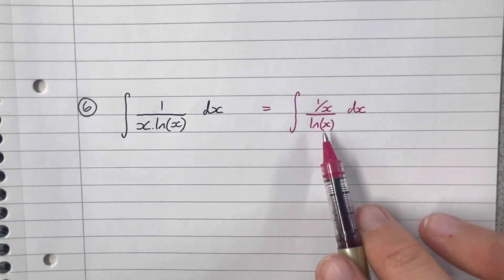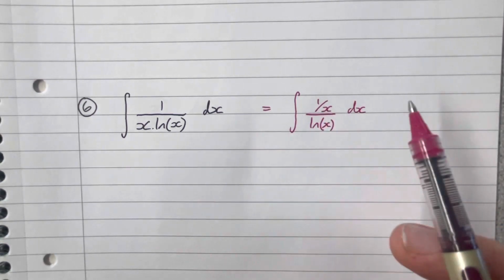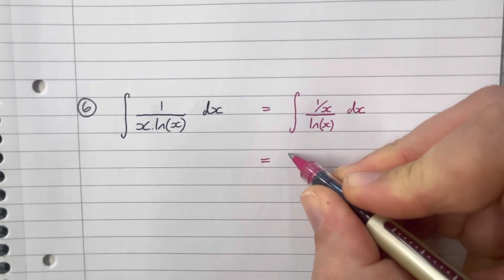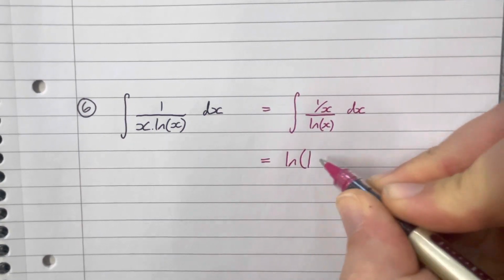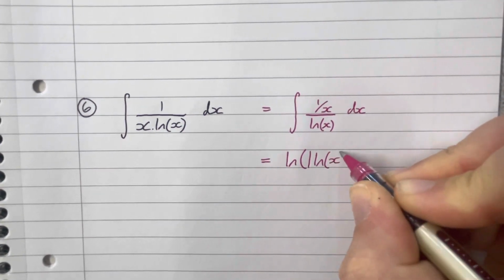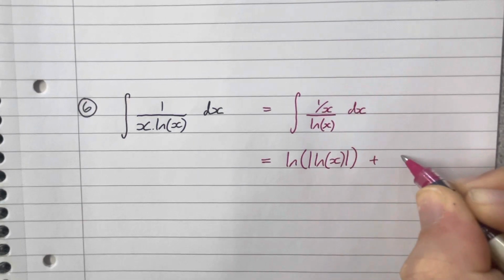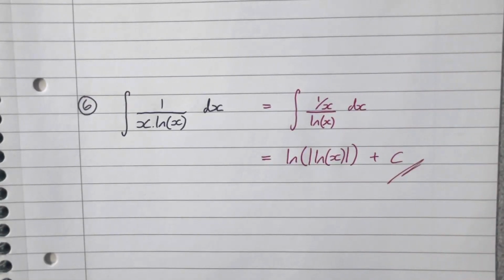But now the top is a differential of the bottom, because the differential of log x is 1 over x. So this is actually just the natural log of the mod of the bottom, which is the log of x, plus c. The answer is the log of x.